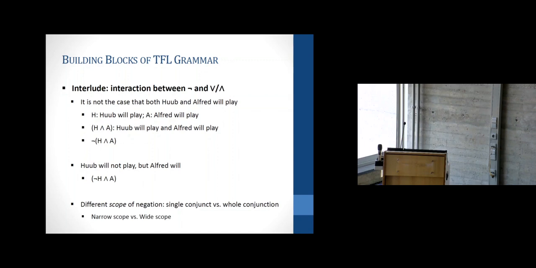So this says it's not the case that both Hupen and alpha will play. So we're ruling out the possibility that we'll see both of them in the courtyard. But it's still possible that we'll see none of them, or one of them, or the other one. So it's still possible we'll see none of them. We just ruled out the possibility that both of them will be there. Okay?